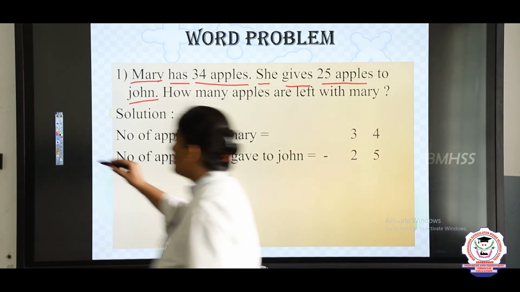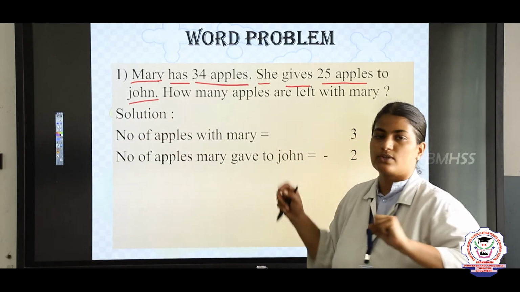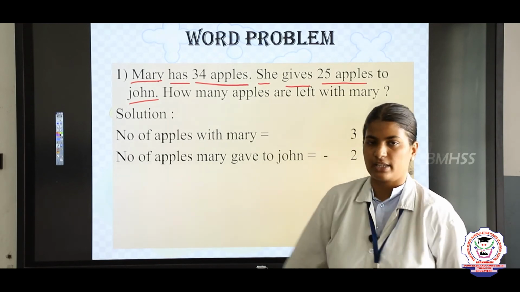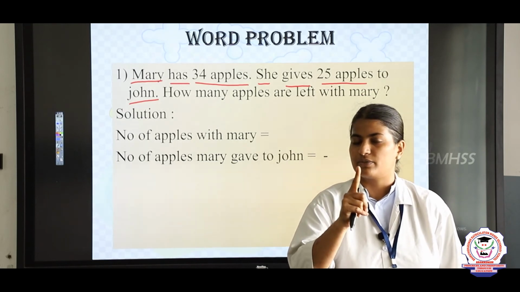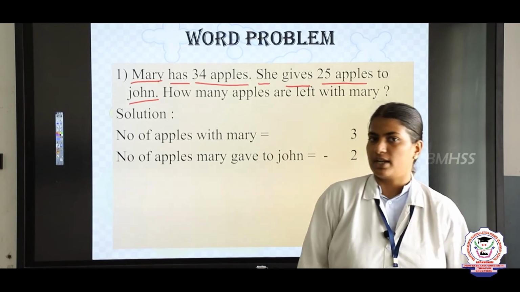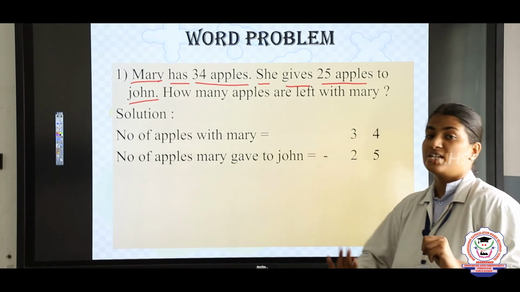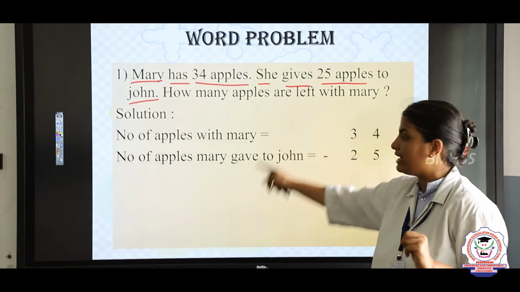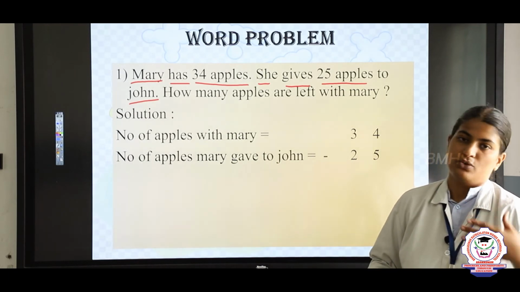Okay children, so you get 2 pieces of information from this. What 2 pieces of information? Mary has 34 apples, so the first information is that Mary has 34 apples. With that we wrote the first statement, number of apples with Mary. What is the second information? She is giving 25 apples to John. Okay, so with that information you are writing the second statement, number of apples Mary gave to John.